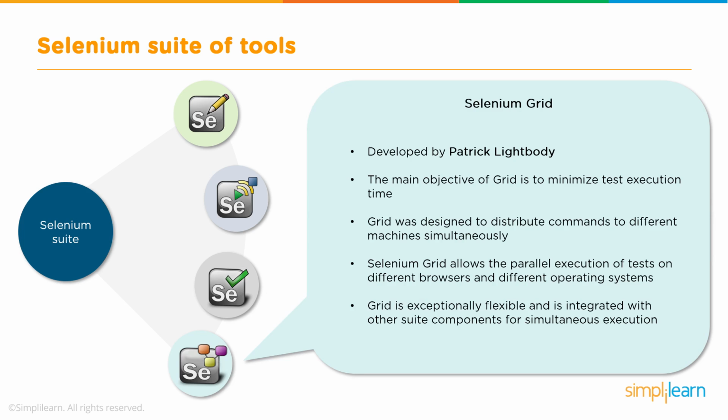Selenium Grid. The main objective of the Grid is to minimize your test execution time. This Grid is designed to distribute commands to different machines simultaneously. In a real-time environment, you always have the need to run test cases in a distributed environment. For example, a web application for which you have automated thousands of test cases and you want to run them as a regression suite across multiple browsers and OS. What you need to do is run them in parallel and not sequentially. So Grid allows this parallel execution of tests on different browsers and operating systems. You also want an integration with reporting tools so that you can get a consolidated report after the tests have been executed on multiple machines. So Grid can be integrated with many such other tools.